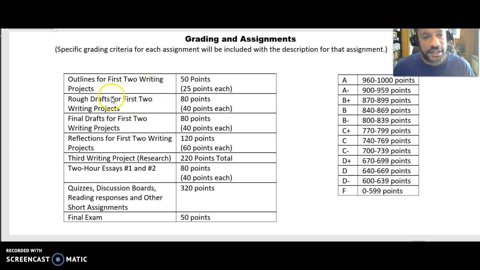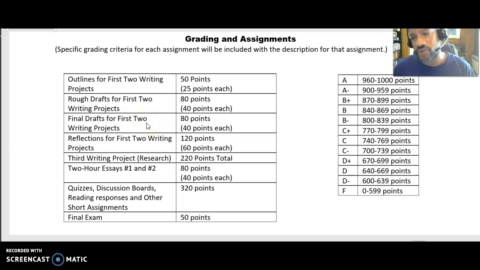I want you to recognize that for these first three assignments, for the outline, rough draft, and final draft, you get full credit for all of these as long as they are long enough and obey all of the requirements of that assignment. So as long as you turn in your outline on time, it's going to get 25 points. As long as you turn in your rough draft on time, and it is long enough, I don't want you to turn in a one-paragraph rough draft, but as long as you turn a rough draft on time and it's long enough, you're going to get your full 40 points for that.